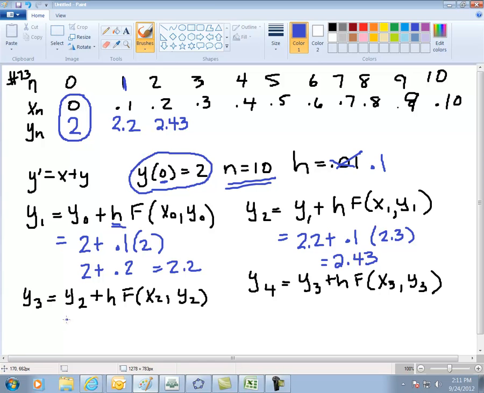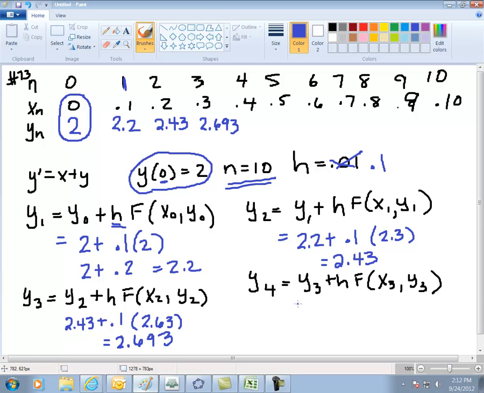In the next step, I'm going to take 2.43, my last answer, plus 0.1. That's the same each time. And now I'm going to evaluate my function at x equals 0.2 and y equals 2.43. If I do that, my function is x plus y, so I'm just going to add those together. That's going to be 2.63. Doing that math, my answer ends up being 2.693. So that's my next value in my table. And we'll just go through one more.